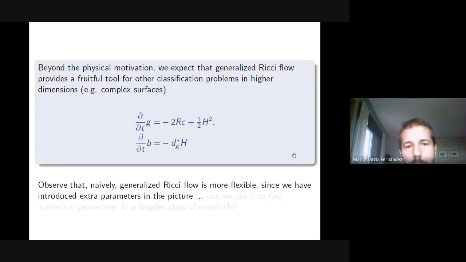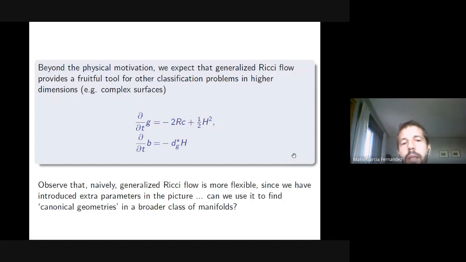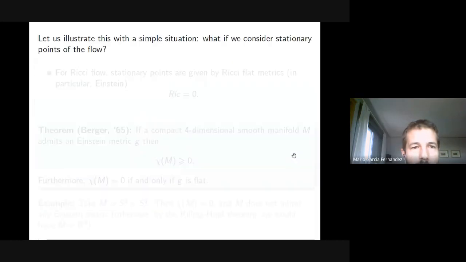So naively, if we have this proposal, generalized Ricci flow is more flexible, so we may have more chances to geometrize a bigger class of manifolds by using this tool. So can we actually use it to find some canonical geometries in a broader class of manifolds? Let me start with something very simple, which is what happens if I just consider stationary points of the flow. Can we geometrize more manifolds with stationary points of generalized Ricci flow than with Ricci flow?